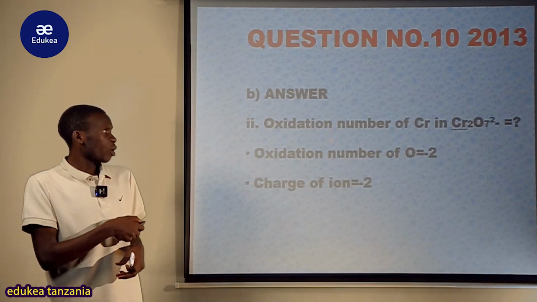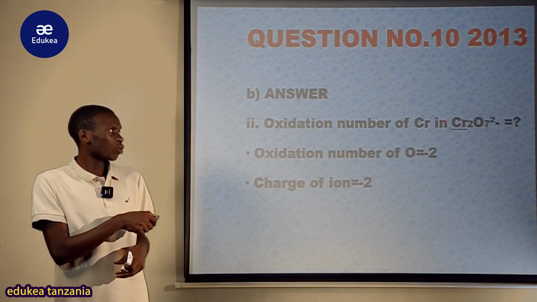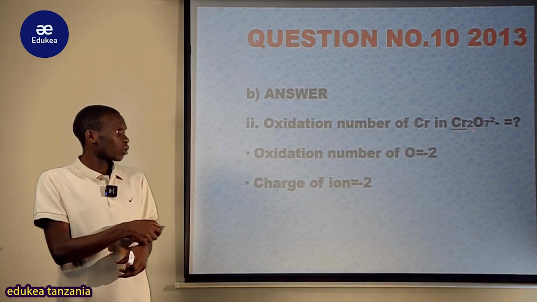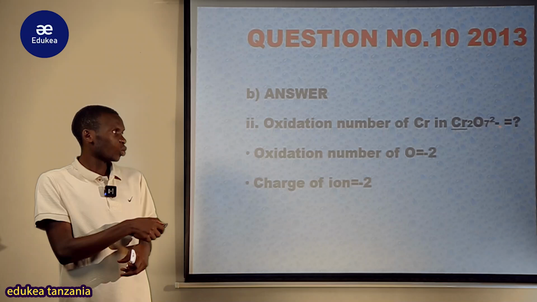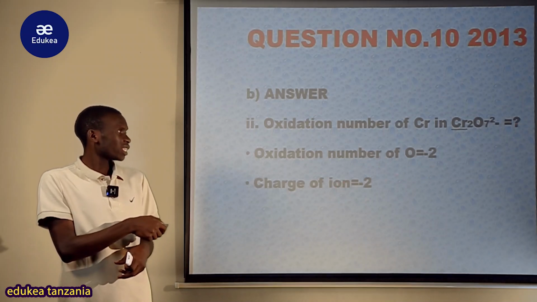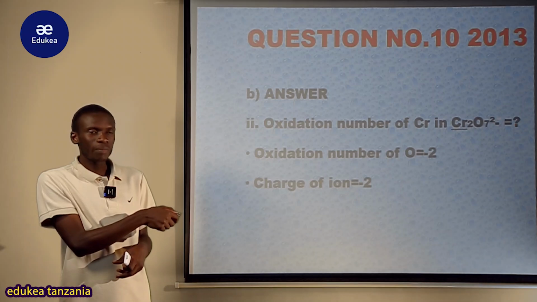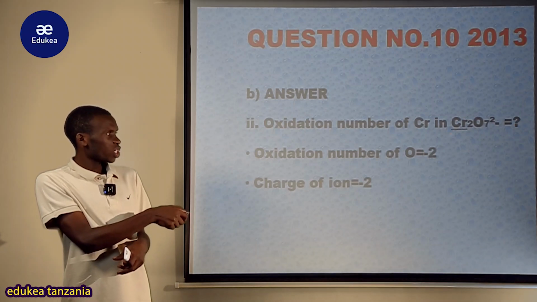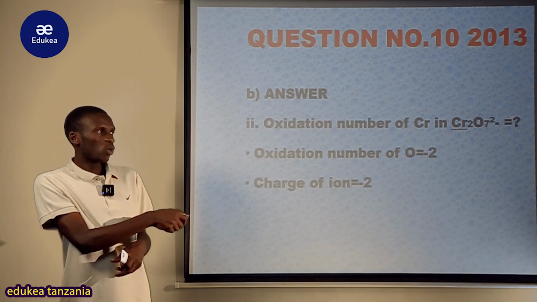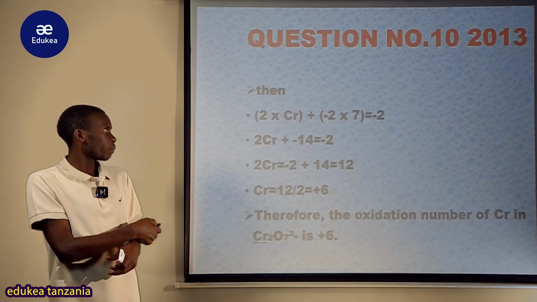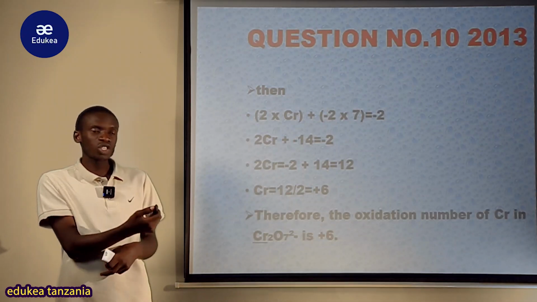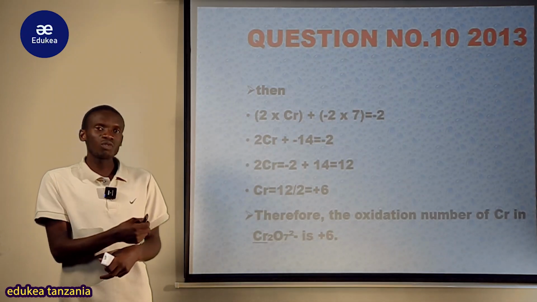Number B, tulipewa oxidation number, tunatakiwa tutafute oxidation number ya chromium kwenye chromate. Hii hapo ambayo ina chromium 2 O7 2 negative. Kwa oxidation number ya oxygen tunajua negative 2 na charge ya ion pale ukiangalia negative 2. Then ukichukua total oxidation state ya chromium wapo wawili na oxygen 7 utakuwa sawa na negative 2. Then you say 2 times chromium plus negative 2 times 7, 7 is the number of oxygen atoms, is equal to negative 2, which is the charge of the compound.